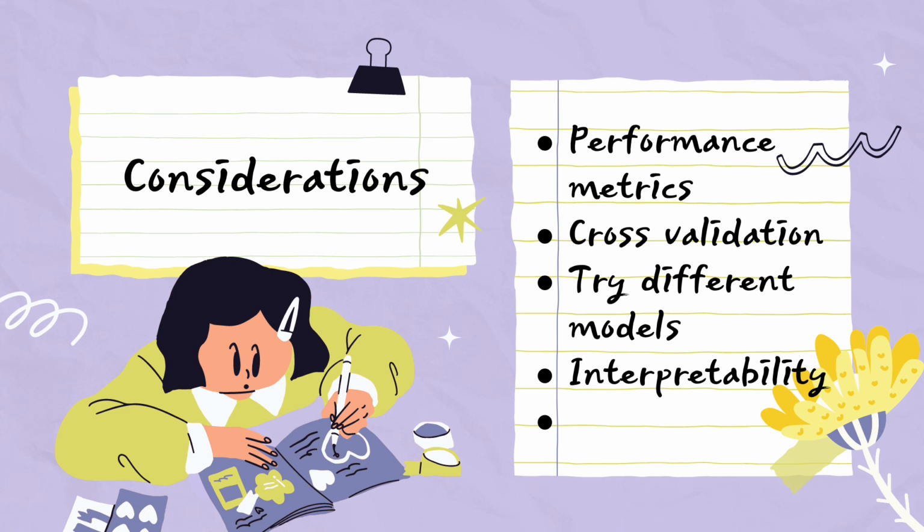Try different models. Experiment with different regression techniques and compare their performance to select the one that best meets your criteria. Interpretability. Consider the interpretability of the model, especially if you need to understand the relationship between predictors and the outcome. Remember, there is no one-size-fits-all approach. The best regression technique depends on the specific characteristics of your data and the goals of your analysis.